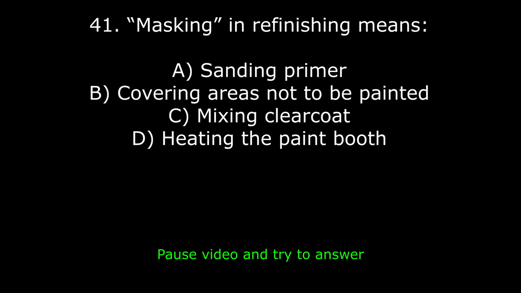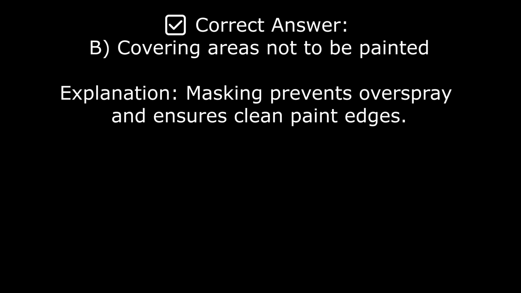41. Masking in refinishing means A. Sanding primer, B. Covering areas not to be painted, C. Mixing clear coat, D. Heating the paint booth. Correct answer? B. Covering areas not to be painted. Explanation: masking prevents overspray and ensures clean paint edges.